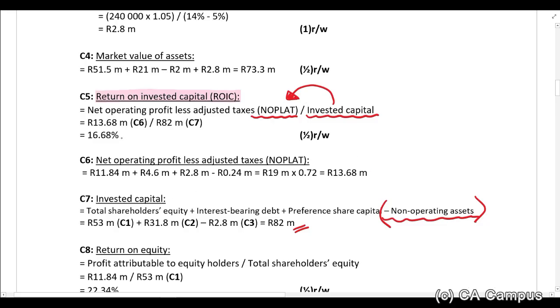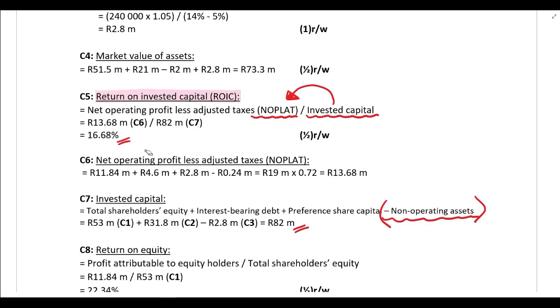So we have a return of 16.68%, but we don't know whether that return is good or not unless we can compare it to something. So you need to explain to the junior consultant, what can they compare this ratio to? What can it be benchmarked to? And you know from our lecture, we can compare return on invested capital to the WACC of the company. And the logic is, guys, the WACC represents the minimum return that investors need in order to compensate them for the risk that they are exposed to.